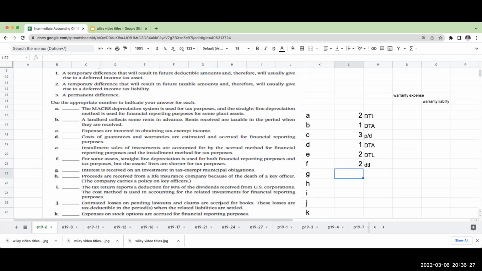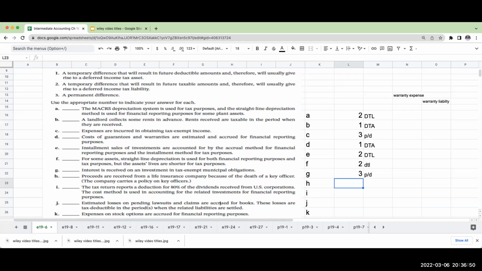Okay. Letter G, interest is received on an investment in tax-exempt municipal obligations. This is going to be a permanent difference, right? So again, if it's a municipal bond, it's going to be exempt from tax. I'm going to show the income on my financial statements, but for tax purposes, I don't show it. Okay, so let's take a look at the next one.